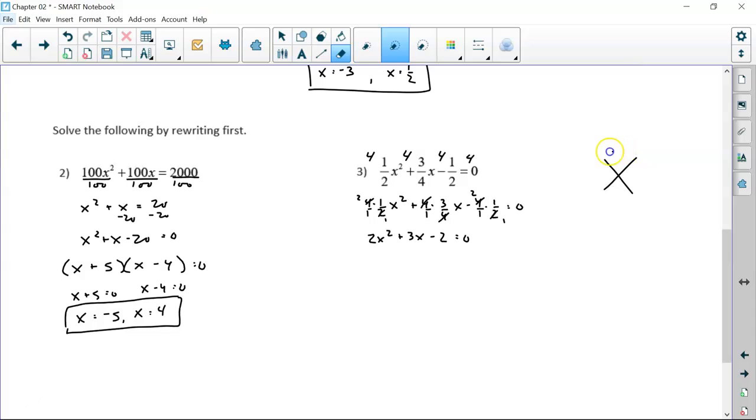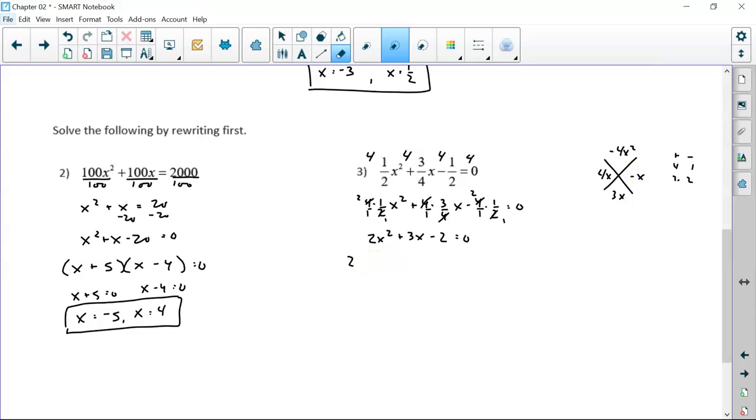Multiply the first and the last term, we get a negative 4x squared. Bottom, we get a positive 3x. Now, to multiply to a negative 4 and add to 3, the signs are opposites. So we have a 4 and a 1, or a 2 and a 2. To get that positive 3, we have to have a positive 4x and a negative 1x.